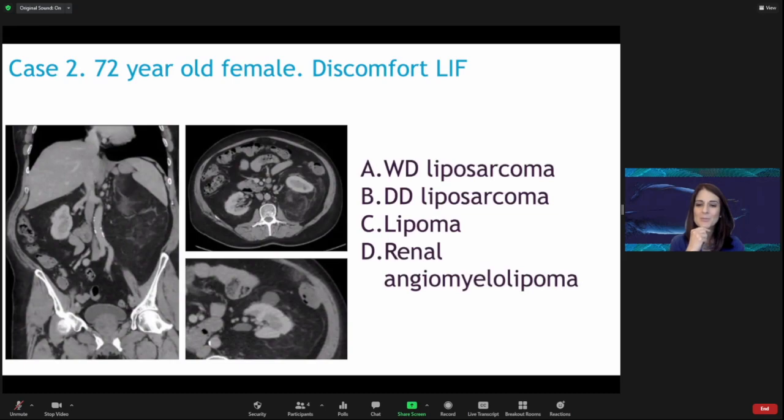Okay, case number 2. Do you think that this abnormal fat in the retroperitoneum relates to well-differentiated liposarcoma, dedifferentiated liposarcoma? Could it be a lipoma or a renal angiomyolipoma? And again, a bit like the first case, there is a single finding on this scan that helps us clinch the diagnosis. So one of these images shows us a nice feature. So again, vote really quickly and let's see what you think the diagnosis is.